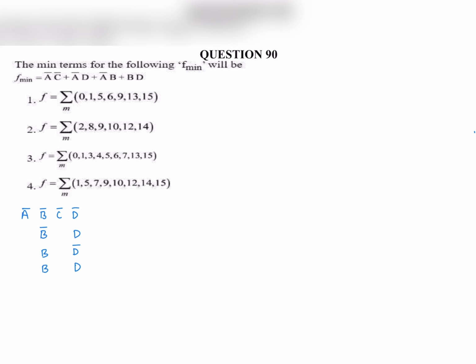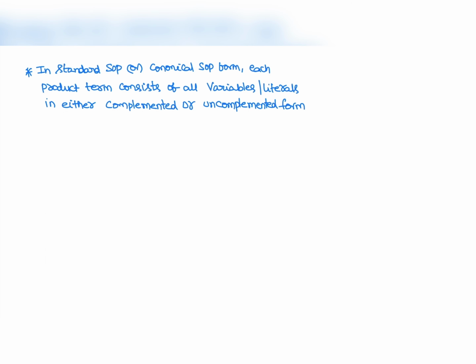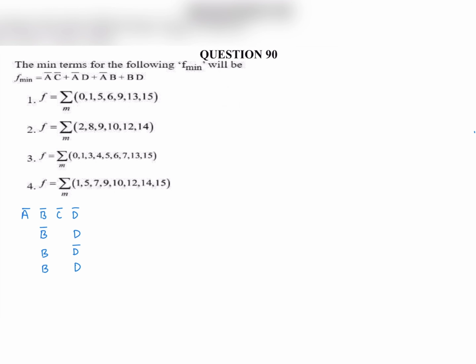The minterms of the following equation: the given expression is A bar C bar + A bar D + A bar B + B D. In standard SOP or canonical SOP form, each product term contains all the variables or literals, either in complemented or uncomplemented form. So this is a minimal expression, and we need to expand it.